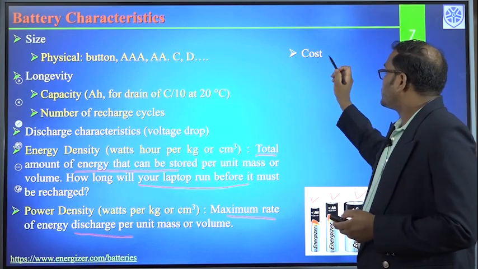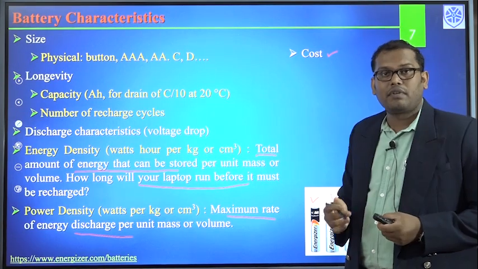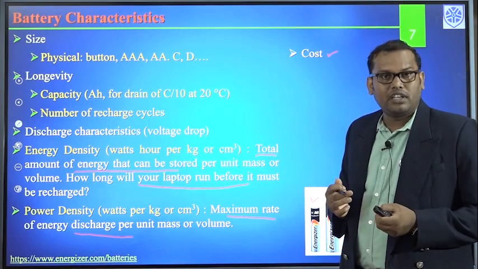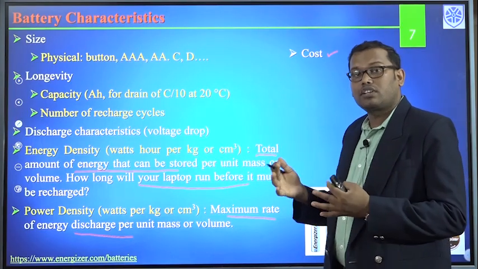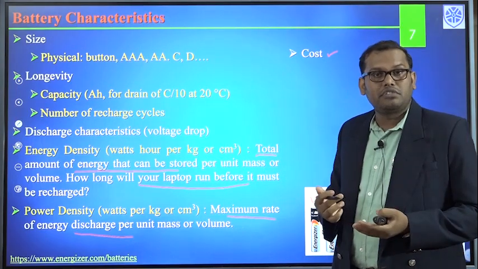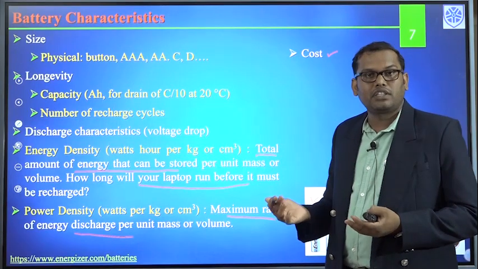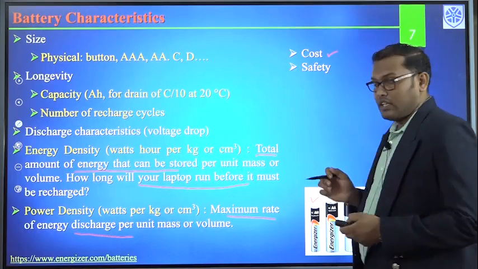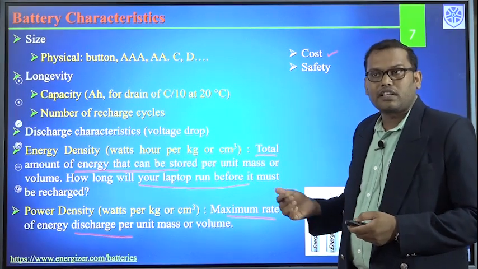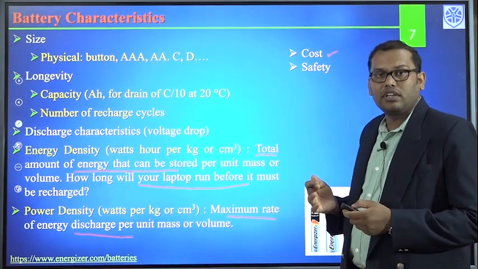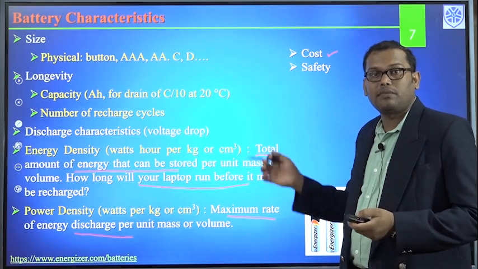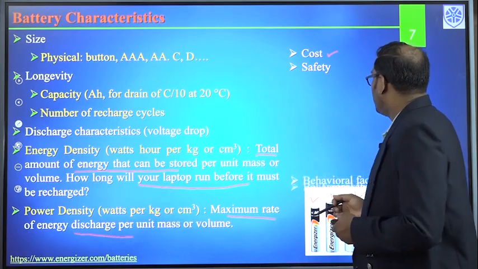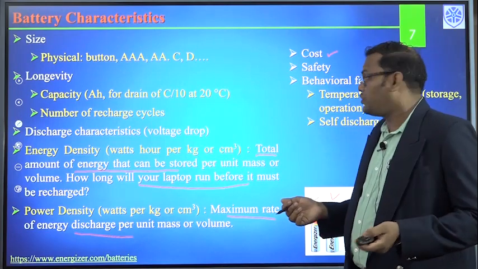Next is the cost. The cost of a battery should be optimal. It should not be very high. Cost will depend on what kind of material you are using inside the battery, that will define the cost. And next is safety. Safety is very important. The battery should not explode, and should not have any kind of heating effect or anything else. Safety is very important for a battery, because you will be carrying it with you.